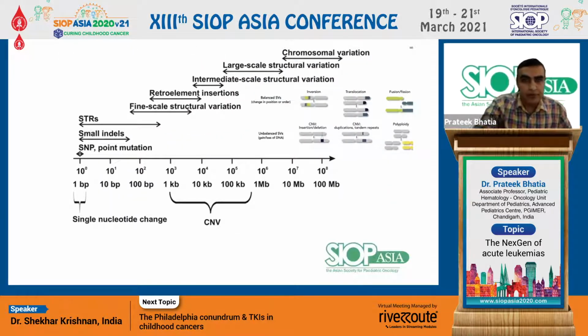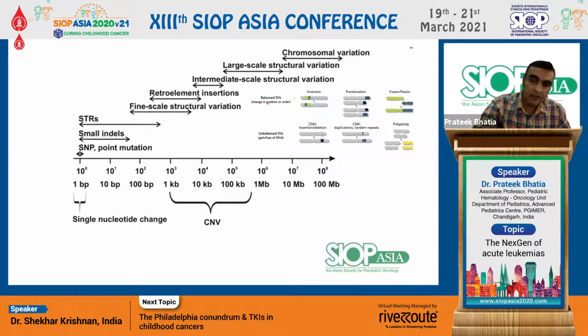So before going further, a little bit about the abnormalities or types of genetic lesions which we see in acute leukemias. There may be single nucleotide changes, which we term single nucleotide variations or point mutations. They can be small insertions or deletions ranging in size from 2 up to 150 base pairs, or they may be short tandem repeats from 150 to 1000 base pairs. From 1000 base pairs up to 100,000 base pairs or 1 MB, we term these lesions copy number variations. And then larger than 1.5 MB, they are termed large scale structural variations or chromosomal variations.